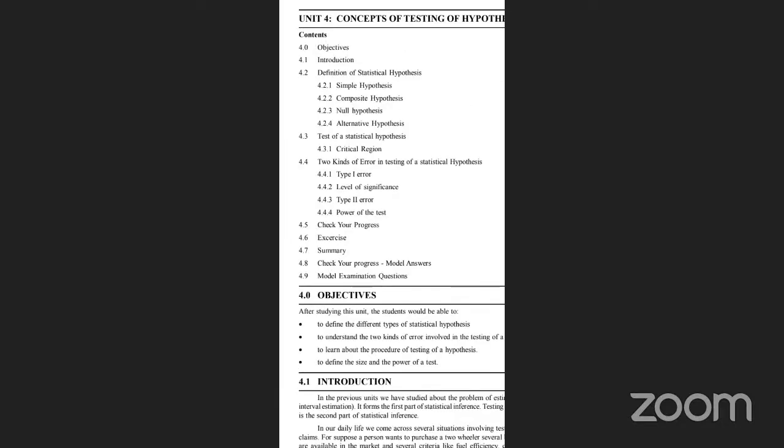In the fourth chapter, the concept of testing of hypothesis. The problems are Neyman-Pearson lemma, testing sample mean and proportion. See here, all of you: simple hypothesis, composite hypothesis, null hypothesis, alternative hypothesis.